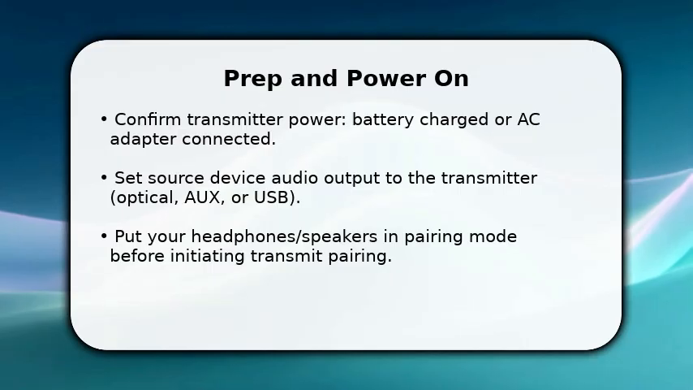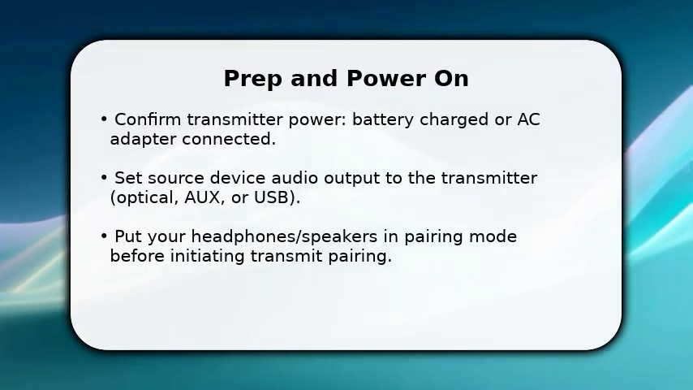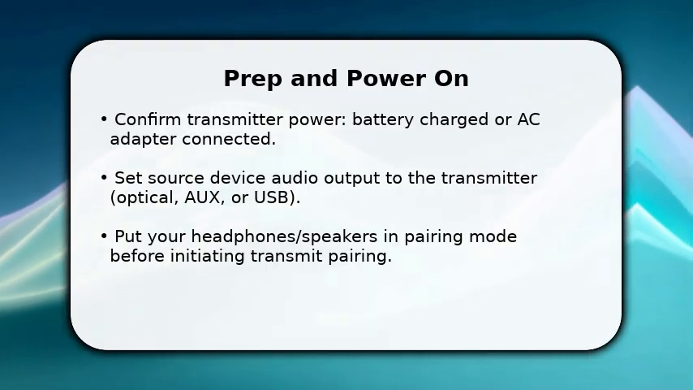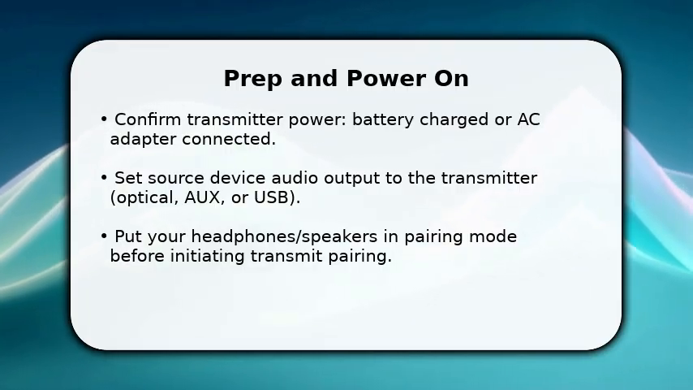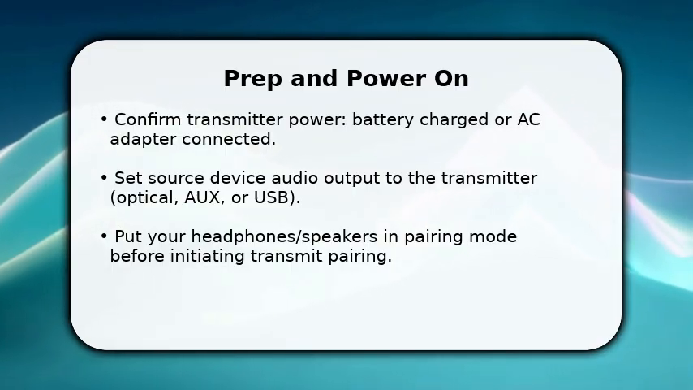Enjoy the video. You start by powering the transmitter and confirming the audio source is routed to it. This matters because the transmitter can only send what it receives. Once powered, choose the correct input: optical for digital TV, AUX for analog devices, or USB for PC, and switch the transmitter to that input.